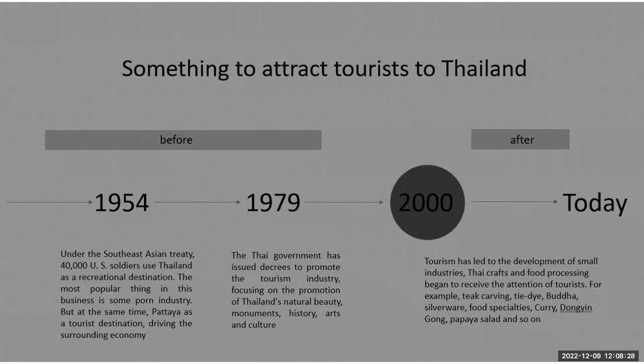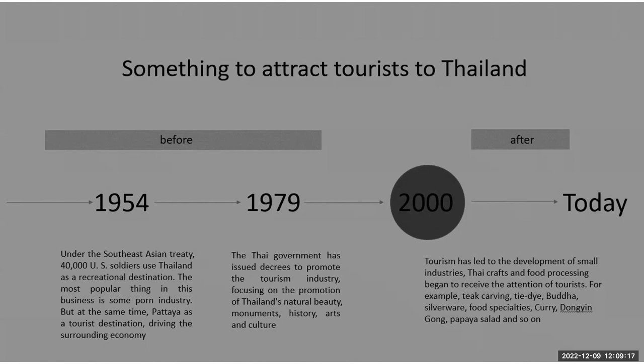But on the other hand, this means we had popular tourists, driving the development of the slumping economy. And in 1979, the Thailand government issued a directive to promote tourism, focusing on history, arts, culture, and so on. Another turning point is the development of small scale industry, and processing tourist products become more and more popular.